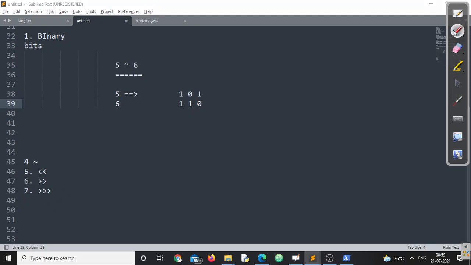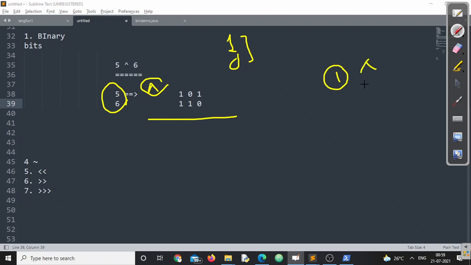We have converted 5 into binary. We have converted 6 into binary. I hope you know how to convert 5 and 6 into binary. Now we are operating with exclusive OR. And the rule for exclusive OR is, if both the operands are opposite in nature, then it will produce 1. Otherwise, it will produce 0.